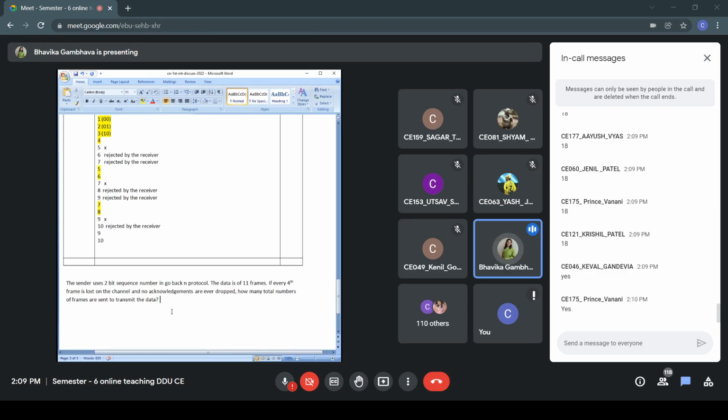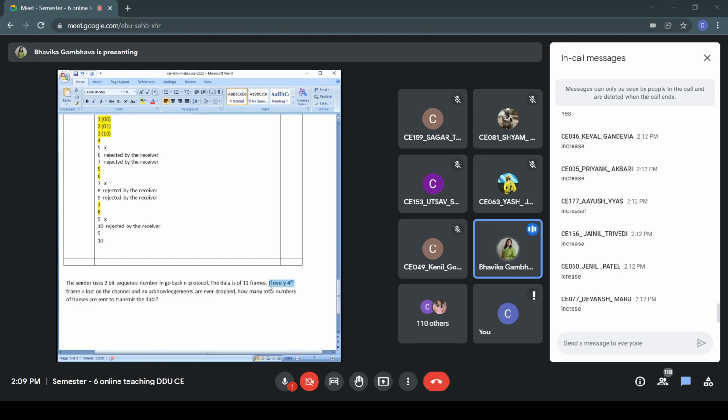I know that you are still doing it, but are you getting any idea? Will the number of retransmissions, will the number of total frames increase or decrease in this scenario? The total number of frames which we'll have to send, will they increase? Yes, they'll increase. Increase for two reasons.